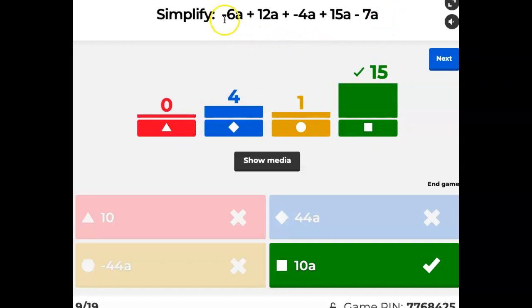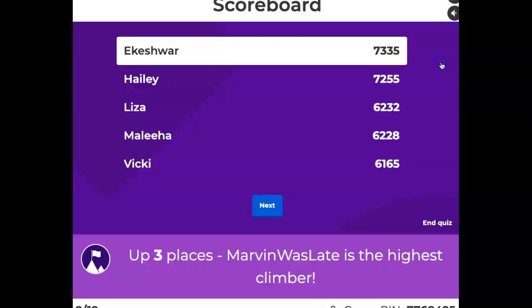So negative 6 plus 12 is positive 6, minus 4 is 2, plus 15 is 17, minus 7 is 10. There you go. Let's see who got this. Ekis and Haley. Malia is going back. Why are you so intense? I think I make it more intense, right?